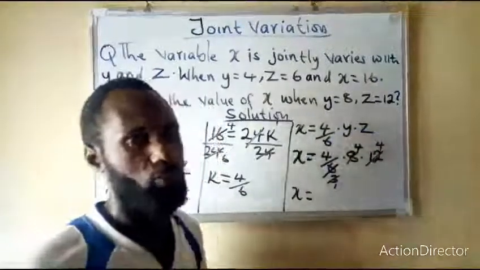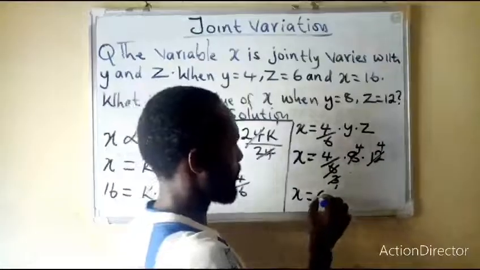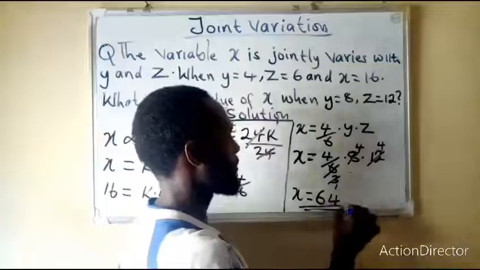4 times 4 will give us 16. 16 times 4 will give us 64. So therefore, the value of x is now 64.